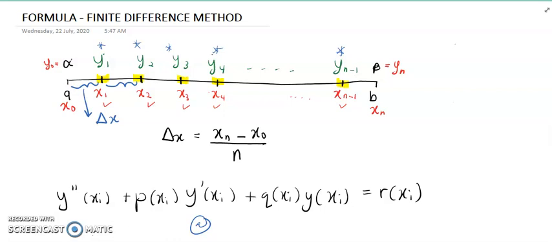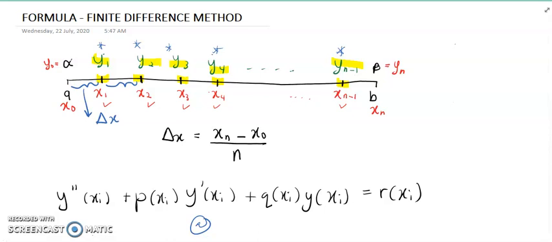In this video, I will explain about the formula in finite difference method. And in my previous video, I already explained about the general idea of how this method works. Basically, we are dividing the interval AB into n number of segments. After that, we need to find the approximation of these y values. To do so, we need to find the equation of each y value at each interior node.